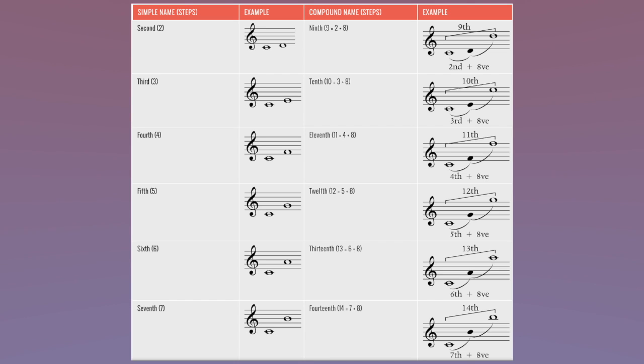The rest of this chart shows you the other common compound intervals going from the second through the 7th. Unisons don't have a compound interval. A unison up the octave is simply just an octave. An octave up the octave would simply just be 2 octaves.